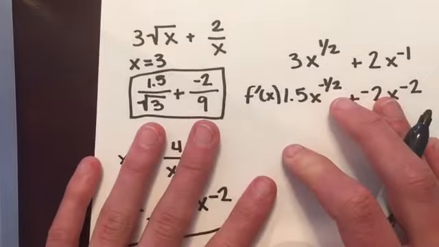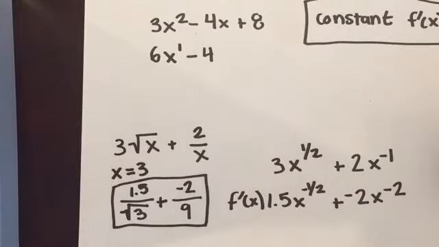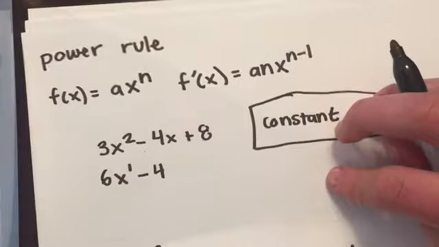So that is how you take the derivative of a function to find the instantaneous slope at any point on your graph. That's how you do it.